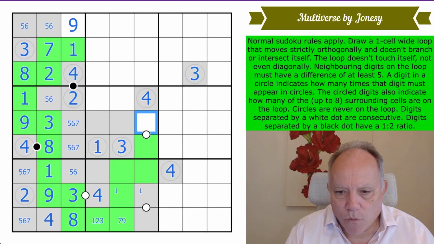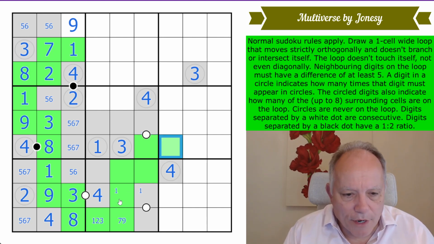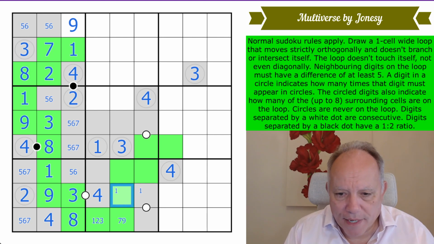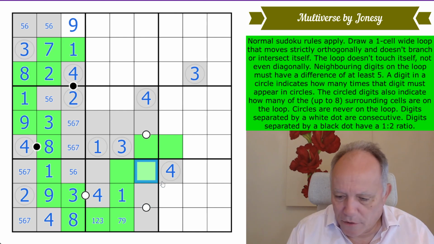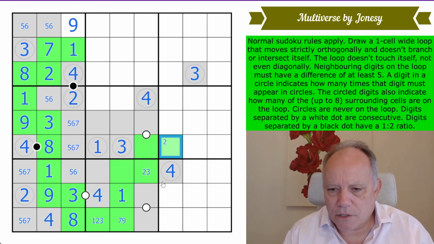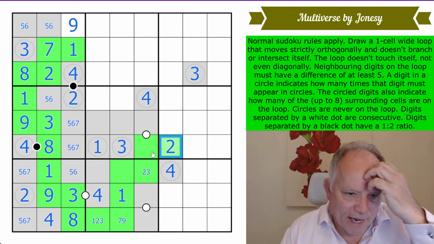It can't go through the white dot for the reason we explained. So now this is a 1. Because it sees 2, 3, and 4, and it's got to be low. This is also low, 2 or 3. This is also low, so that's a 2. Just alternating to work that out.